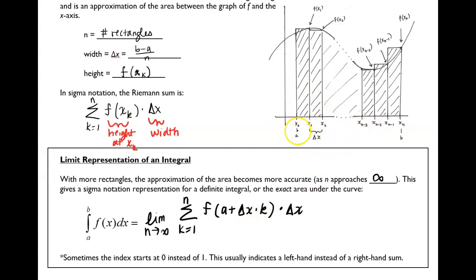So if I start at a and add 2 delta x's, I get x sub 2. If I start at a and add 1 delta x, I get x sub 1. Sometimes you'll see this index start at 0 instead of 1, and that usually indicates a left-hand sum instead of a right-hand sum. You don't have to worry too much about that. So this looks like a crazy complicated formula, but what you'll see is we're just going to use it to rewrite some integrals in this sigma notation and also the other way around. Let's try one out.